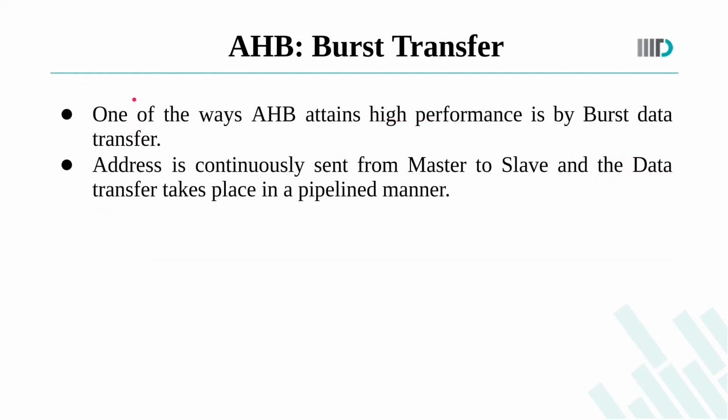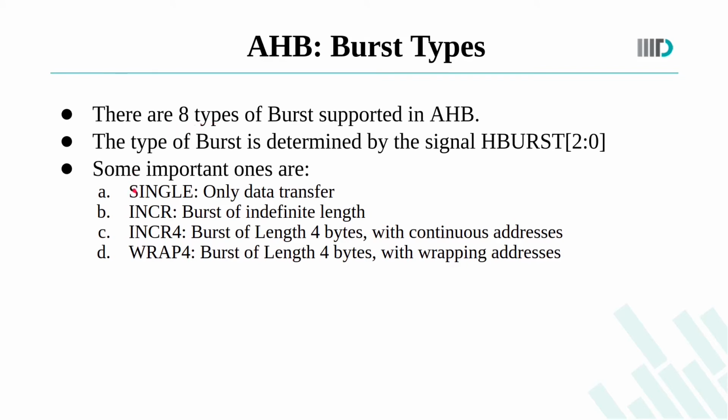And then there is burst transfer. Burst transfers are supported by AHB in a pipelined manner, and there are 8 types of bursts supported. The main ones are single, which transfers only a single data, and incremental, which transfers an unspecified amount of data from master to slave or slave to master. Then there is incremental 4, which transfers 4 continuous data chunks for a continuous address.